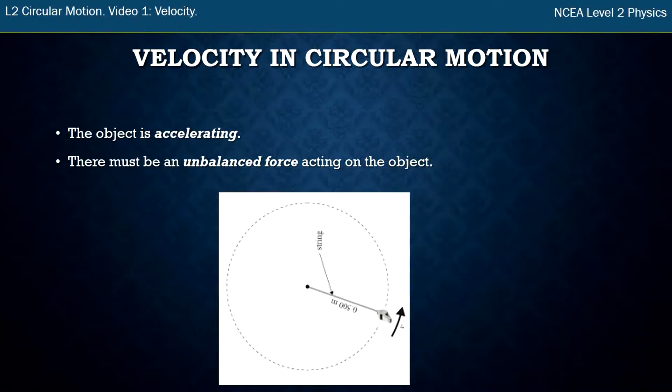Even though it might be going at the same speed the whole time, it's not changing its speed, because its direction changes, its velocity changes. Therefore, that's the definition of acceleration, changing velocity. The other thing we know about acceleration is when we have an acceleration, we have an unbalanced force acting on the object. So we're going to pick up the next video and talk about these forces acting on objects going in circular motion.